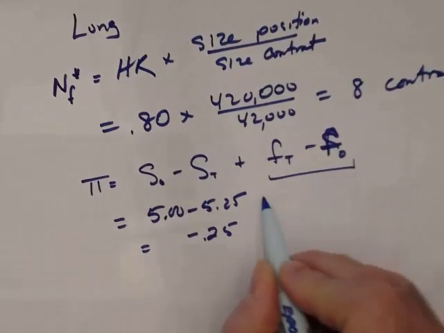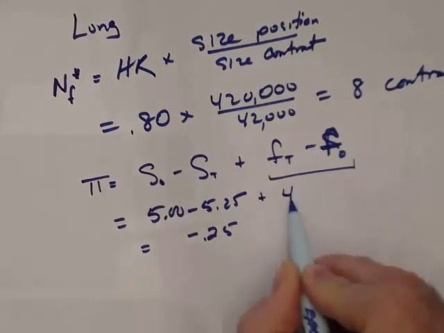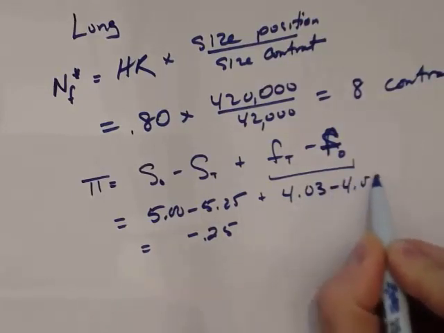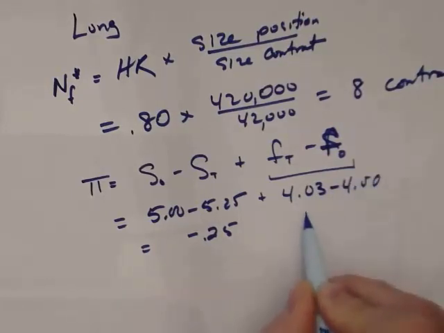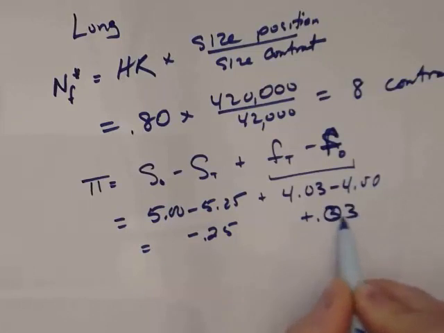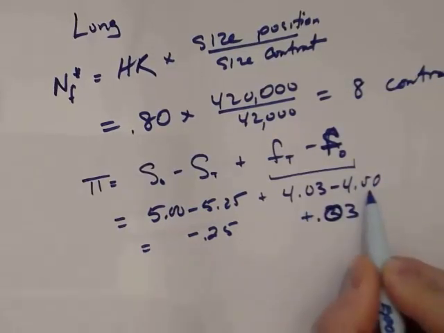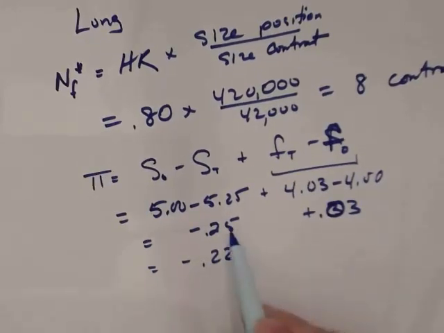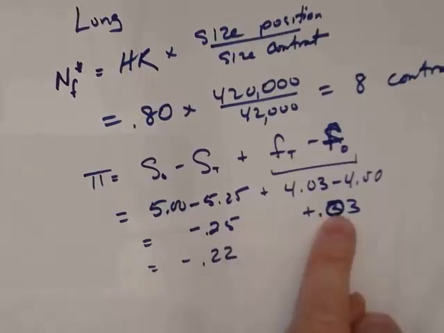Okay, so let's plug in the gain or loss for the futures, and this is what happens. We end up getting a 3 cent gain in the futures contracts that we went long. And so we lose 22 cents overall, which is better than losing 25. But notice the hedge didn't offset that well. It only offset 3 cents.